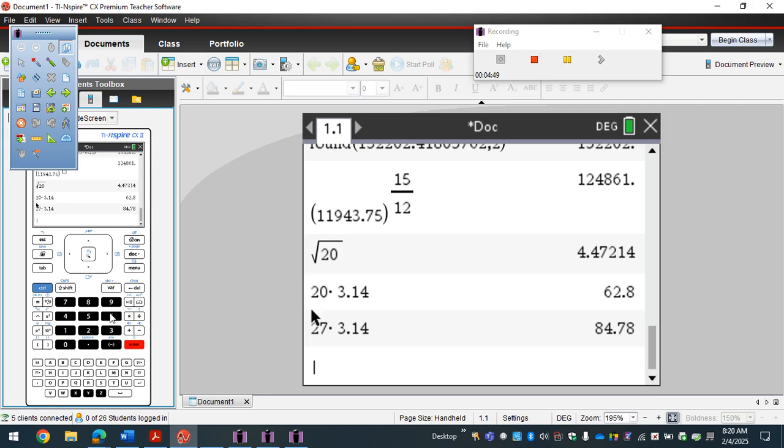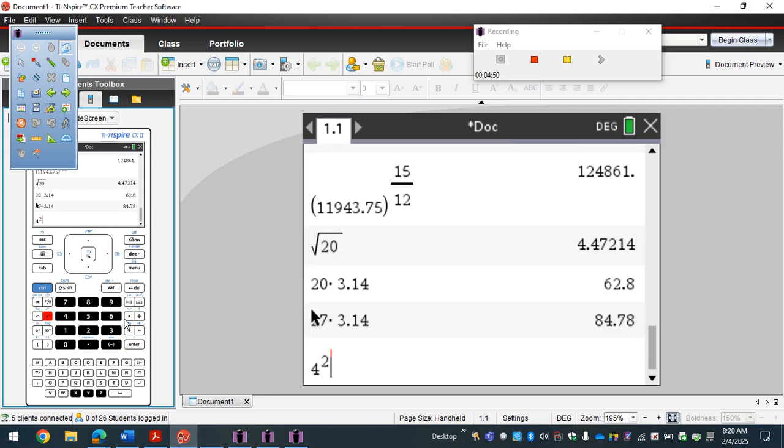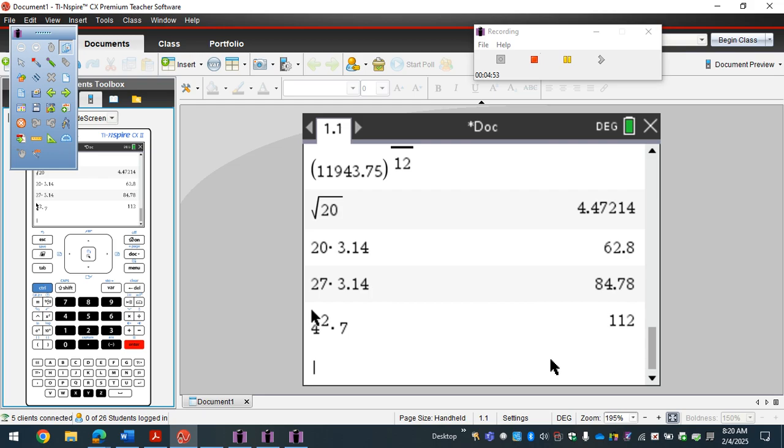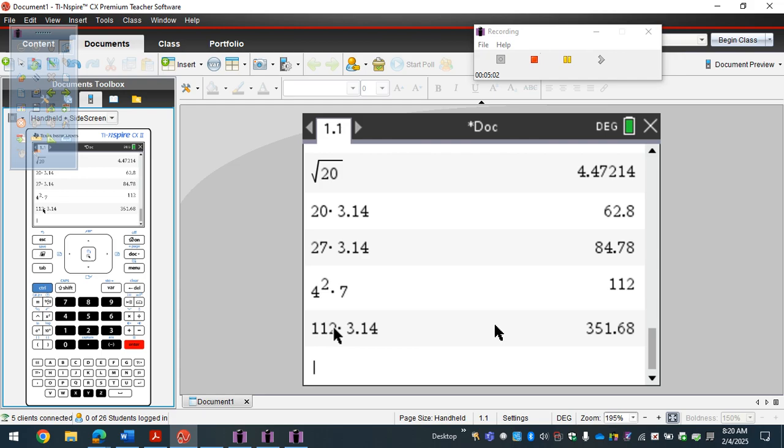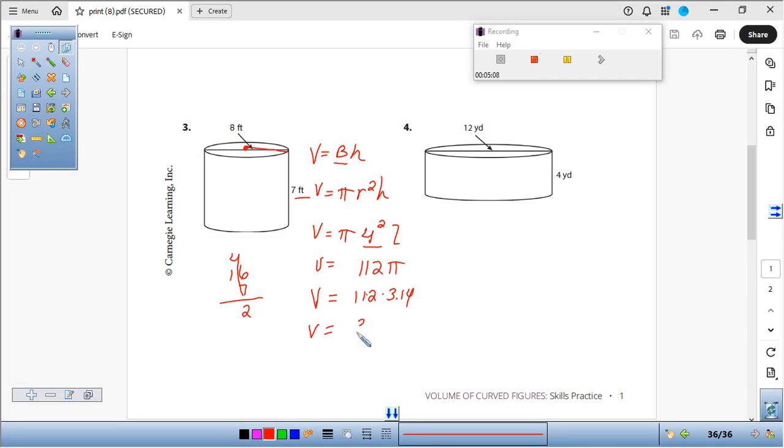Let me just take this out to the calculator. Okay, so it's 4 squared times 7. Make sure I did it right. 112. And then we're going to multiply that times 3.14. And that gives me 351.68. And that's going to be, again, volume in cubic units. So there's that.